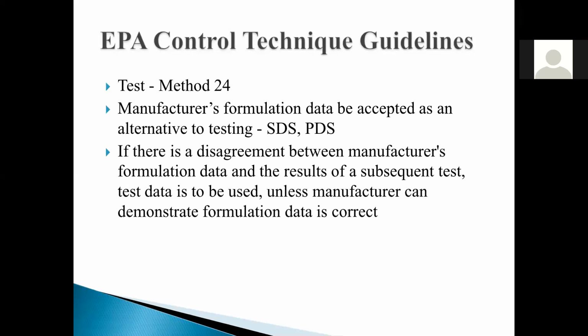But typically, many of the rules will say that if there's a disagreement between the information coming from the coating manufacturer and testing that, say, a state might do, then usually it's the state testing information that supersedes, or maybe the coating manufacturer might have some test data that they can provide. So EPA says that the application facility can use formulation data from the coating manufacturer, but there are stipulations that, typically, the test data would supersede in, say, an inspection or enforcement situation.